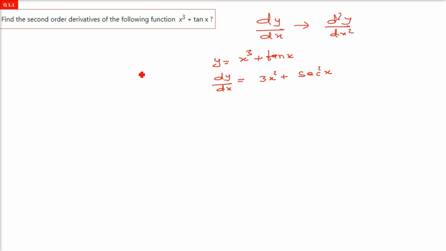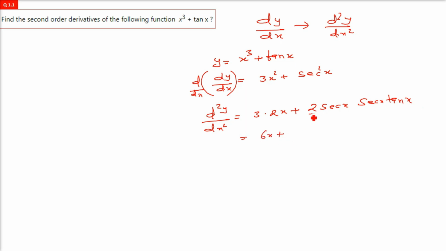Then we have the d2y by dx2. So we have d by dx of dy by dx, that is the second order derivative. So this will be d2y by dx2 on the left hand side. On the right hand side you have to differentiate again. So 3x square differentiation is 6x. Sec square x, the differentiation is 2 sec x, and then the differentiation of sec x is sec x tan x. So what do you get? 6x plus 2 into sec, and sec will be sec square x, then we have tan x.